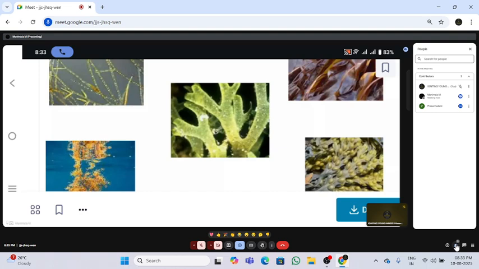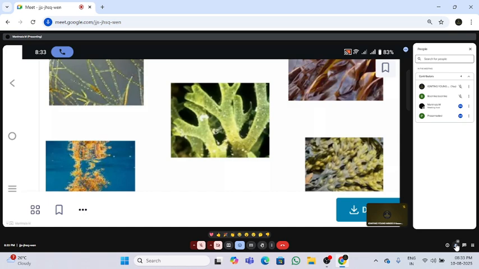And also, why is it brown in color? Due to presence of fucoxanthin, xanthophyll. Very good, very good. What is the reserve food material? In Chlorophyceae, I said starch. What about in Phaeophyceae? Laminarin or mannitol. Very good.